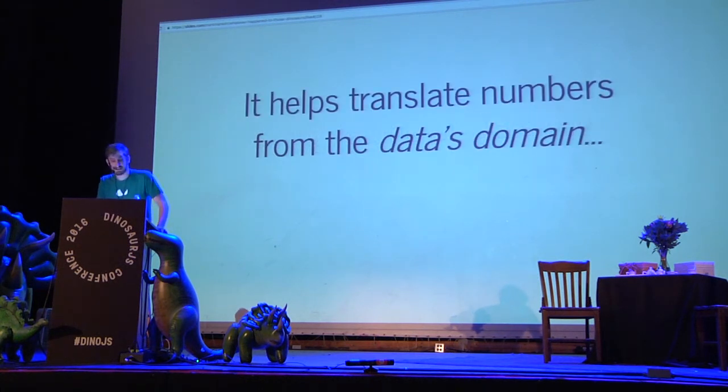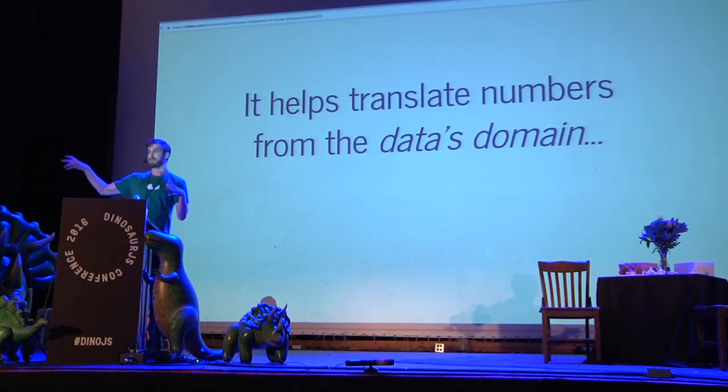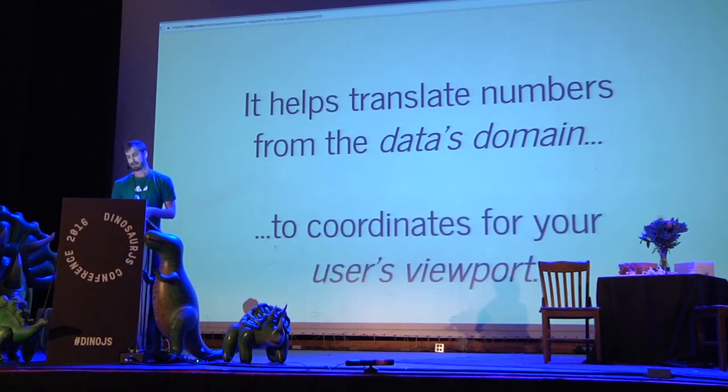What scaling does is help us translate numbers from the data's domain. If you're working with income data, you might have anything from $25,000 to $125,000. That's the data's domain. It helps us translate that to, for example, coordinates for your user's viewport. The viewport is from 0 to 500 pixels or 1200 pixels, or however wide the screen or the SVG element is. D3 scaling will help us translate all those numbers consistently. I'm not going to be able to show all of the power of it, unfortunately, but it'll help you do things like even scale colors from red to green. It's got a ton of powerful features.